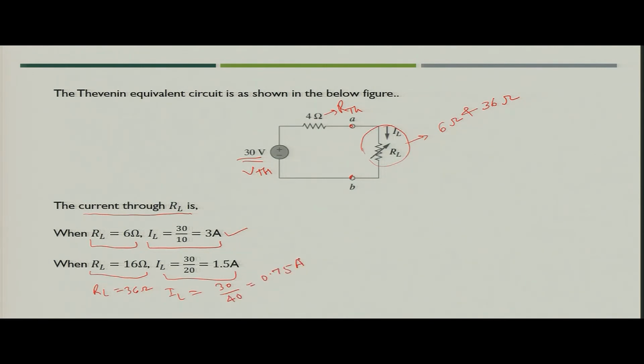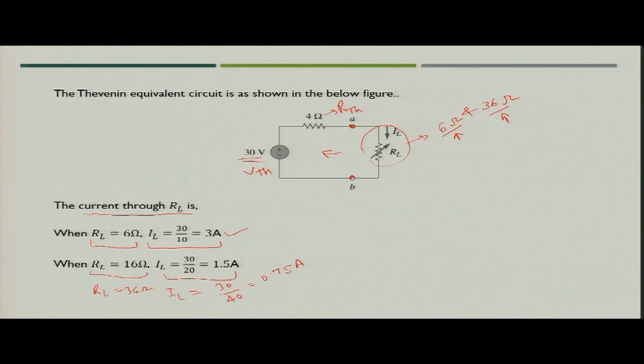So, you will get 0.75 ampere. The benefit which you get is that you keep the left of the terminals AB the same, and you keep on varying the load resistance, and you can find the value of the load current when various load resistances are given. In this way, you can calculate the load current for various loading conditions.